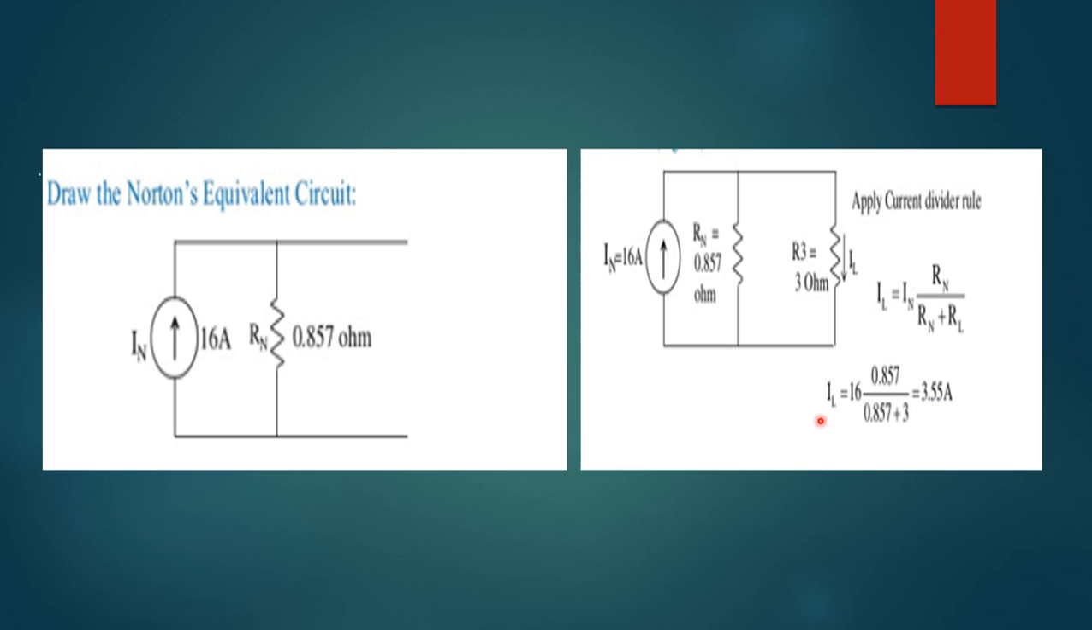Thus, we find IL by considering Norton's equivalent circuit. That means we find the current by using Norton's equivalent circuit.